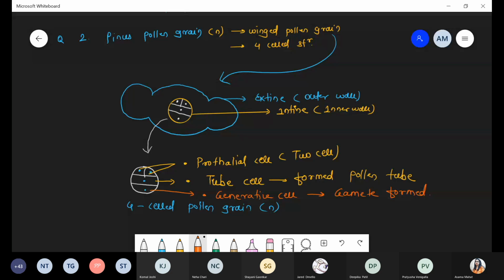Another one: this pollen grain is haploid in structure, but it is a four-celled structure. What is the meaning of four-celled structure? There are two prothallial cells, one generative cell, and the other one, the tube cell. The tube cell further forms the pollen tube. The generative cell forms the gametes, the male gametes. And the two prothallial cells behave as nutritive tissue. So this entire structure we simply call a four-celled structure.